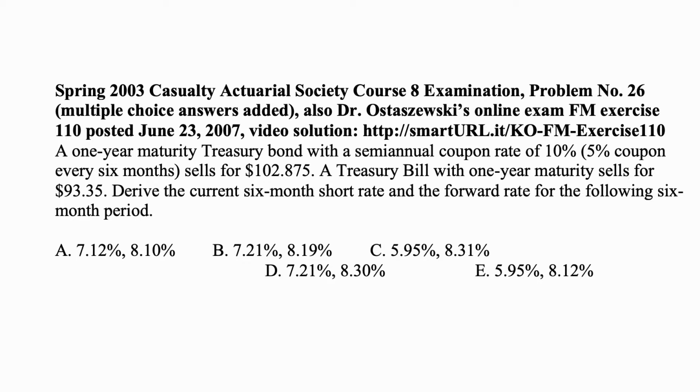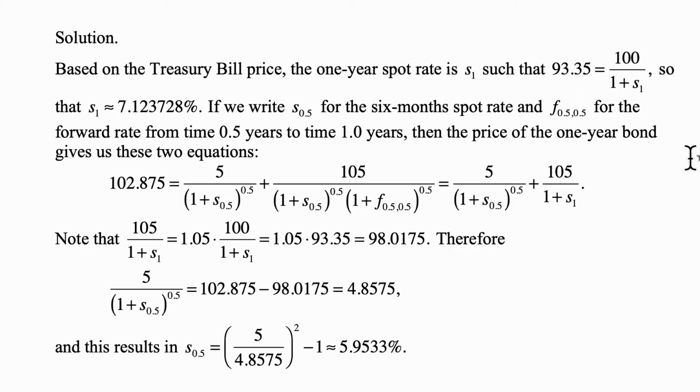Here's a problem for today for exam FM, Financial Mathematics. A one-year maturity treasury bond with a semi-annual coupon rate of 10%, so 5% coupon every 6 months, sells for $102.875, so 87.5 cents. A treasury bill with one-year maturity sells for $93.35. Derive the current 6-month short rate and the forward rate for the following 6-month period. Note that we actually have to find two rates.